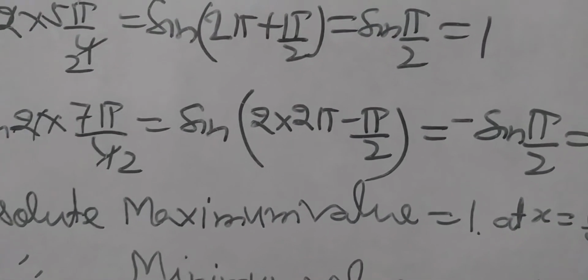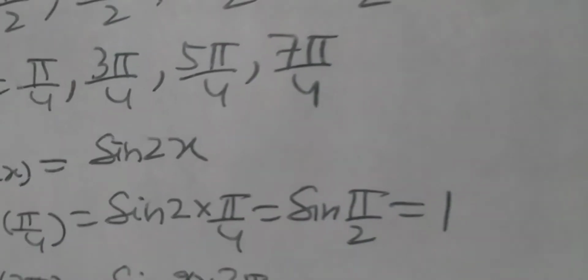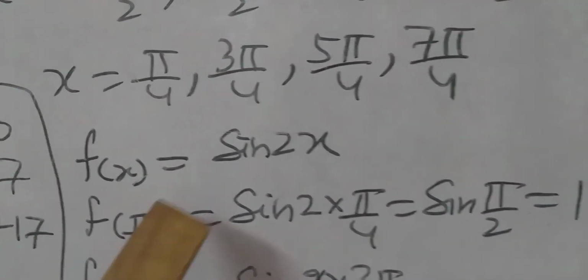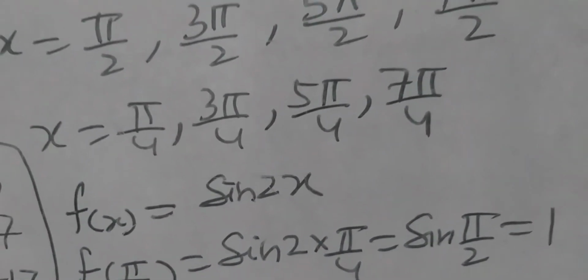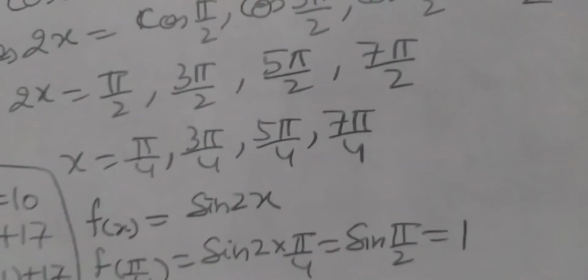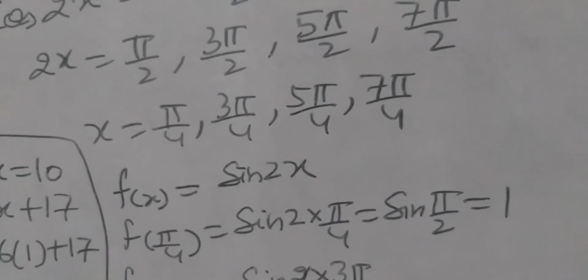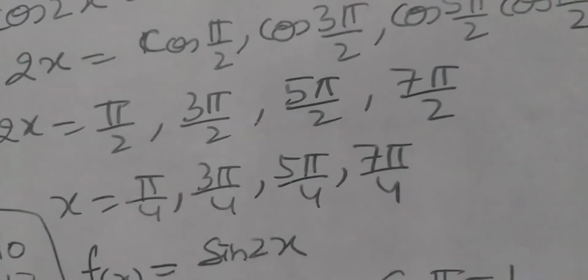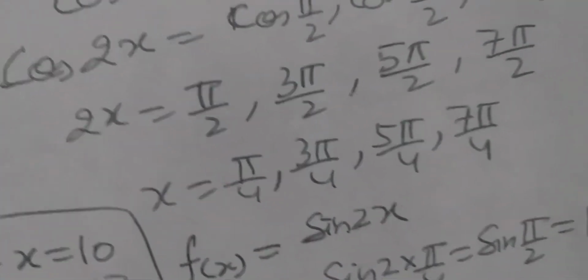Okay students. Now we have to find the value of the function at 0 and 2 pi also. So when we put 0 here, sin 2 into 0, sin 0 value is 0. Similarly, students, at 2 pi, when we put x equal to 2 pi, it becomes sin 4 pi. So sin 4 pi value is 0, because we know that the value of the sine function is 0 at pi, 2 pi, 3 pi, 4 pi.